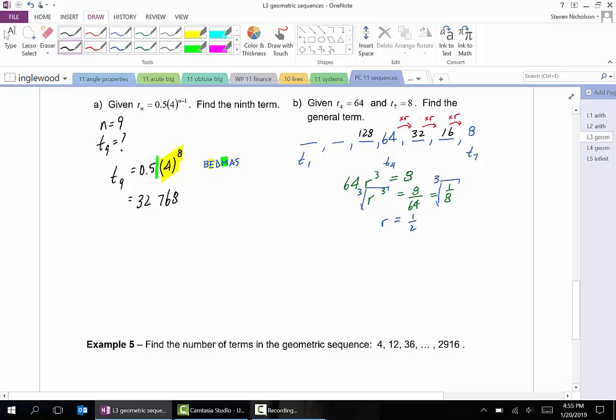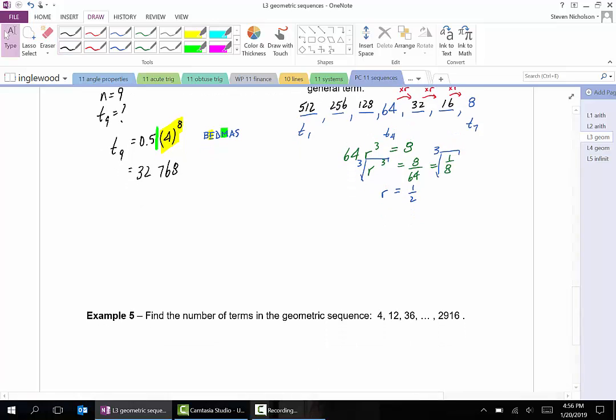We're doubling going to the left. And then we'd have 256, and then finally we'd have 512. So a pattern, a picture pattern, is a really nice way to see what's happening, especially when you have a small sequence. So there's our first term. T of 1 is equal to 512.